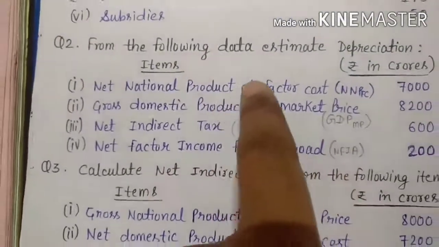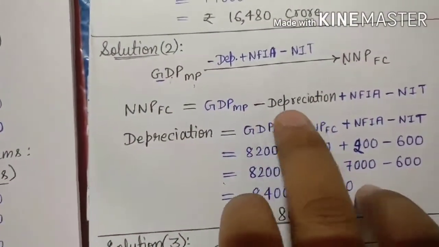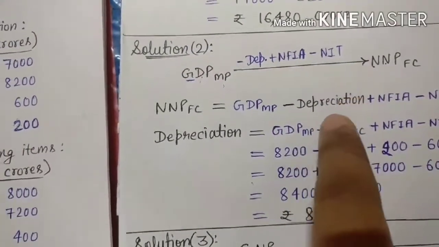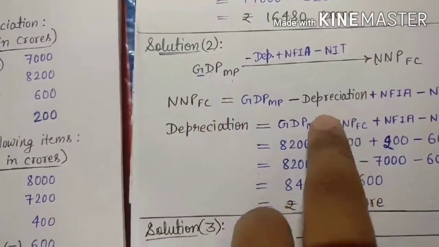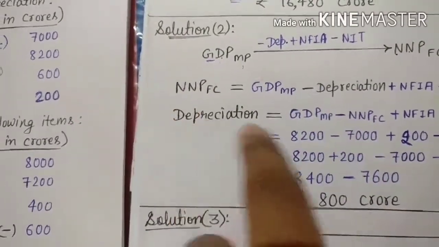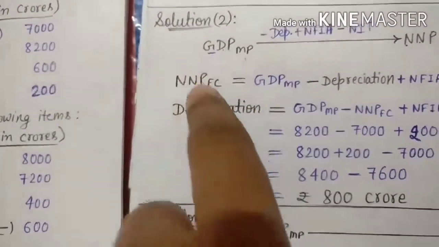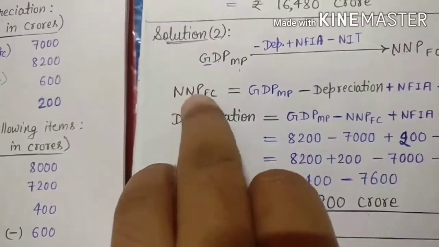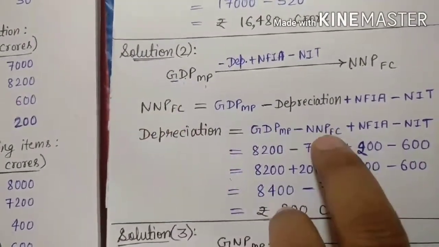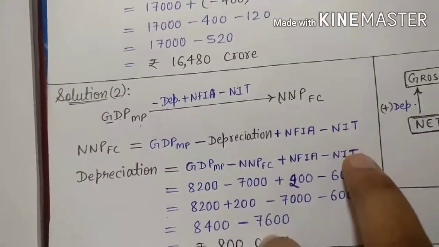Now what is the question? The question is that we have to find out depreciation. So we have to make it alone, depreciation. This minus depreciation was there. We will transfer this minus depreciation from right hand side to left hand side, so when it shifts to left hand side, it becomes plus depreciation. And this NNPFC will shift from left hand side to right hand side. It was plus here, so it becomes minus here. GDP at MP came here, so it becomes minus NNPFC. And other things remain there only, plus NFIA minus NIT. Okay.